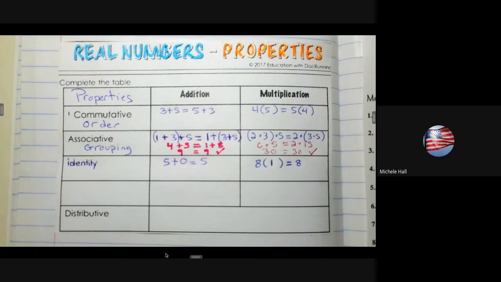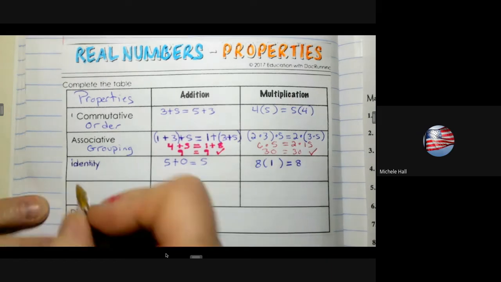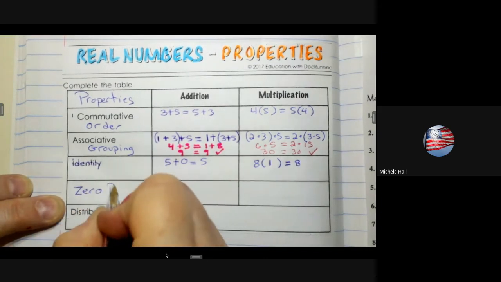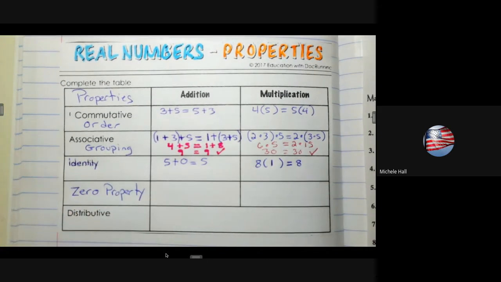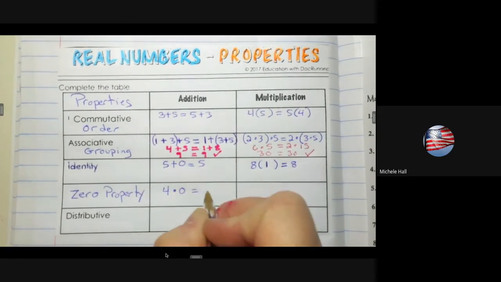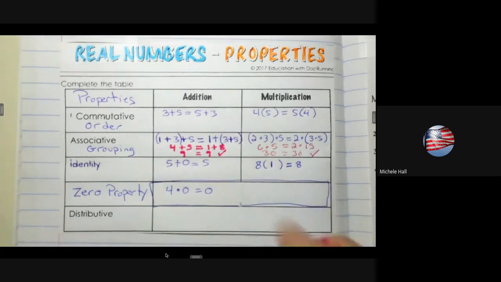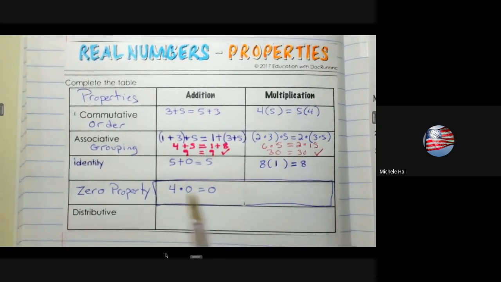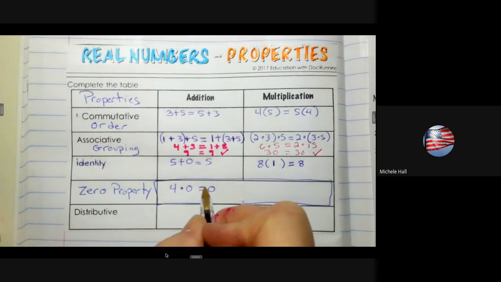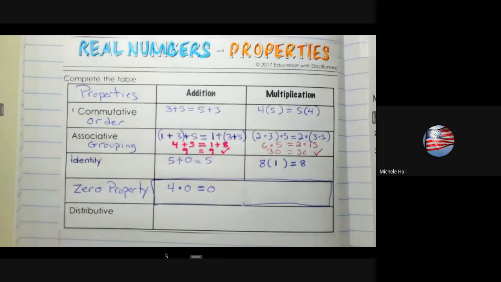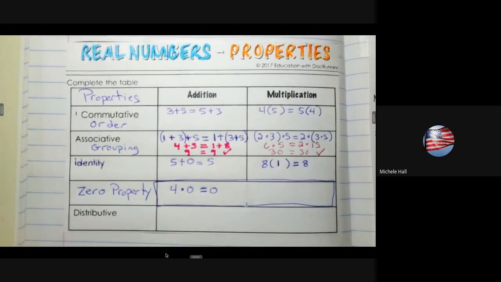We also have the 0 property. The 0 property states that 4 times 0 equals 0. That's it. So we see the 0 property is about multiplying by 0, and that equals 0. That is the 0 property. Yes, they have a name for it. All right, the distributive property is used a lot in math.